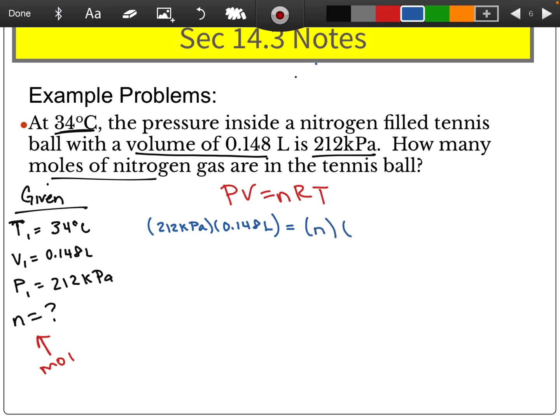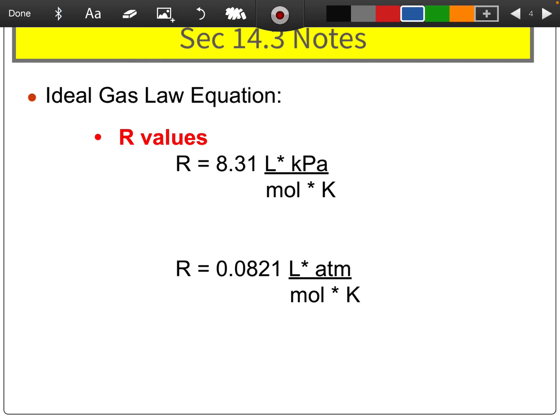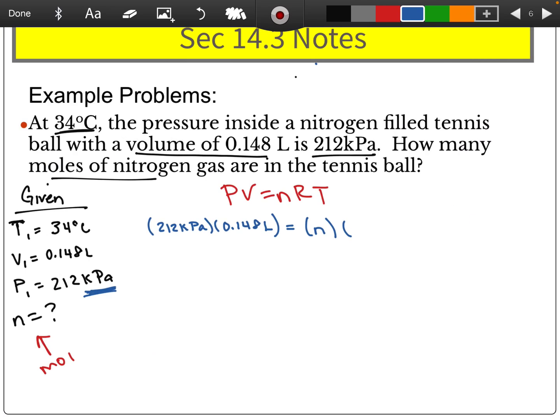The number of moles we don't know. Now we have our R value. So remember, our R value is based on pressure. The pressure in this problem is in kPa. So if we go back to this slide, here's our kPa value. So for R, we're going to use 8.31. And again, the liters times kPa over moles times Kelvin, that's just the unit. So we have to have that unit in order for all the other units to cancel out.